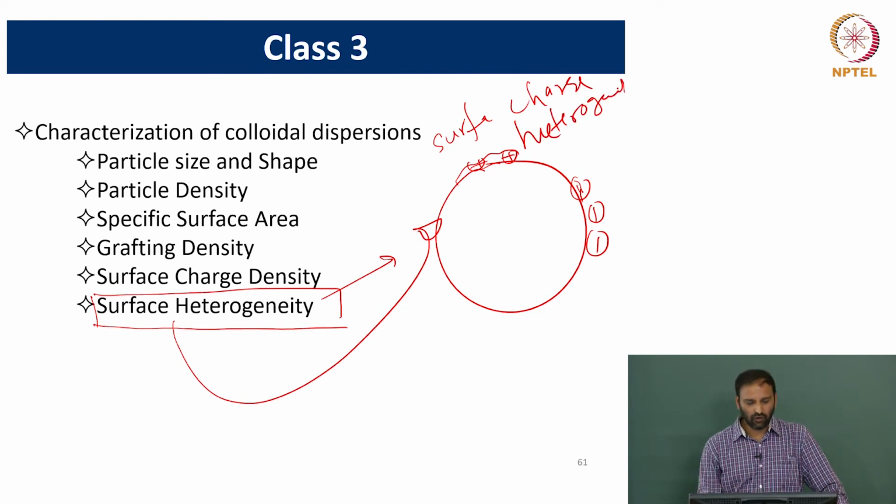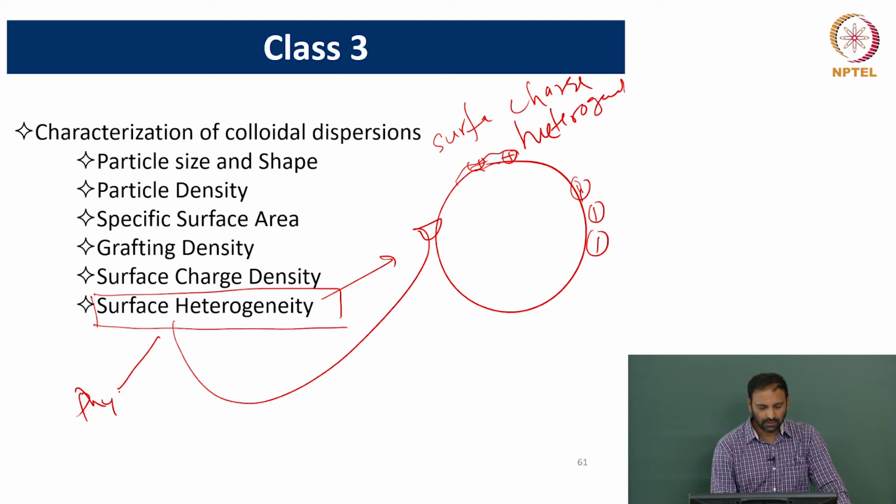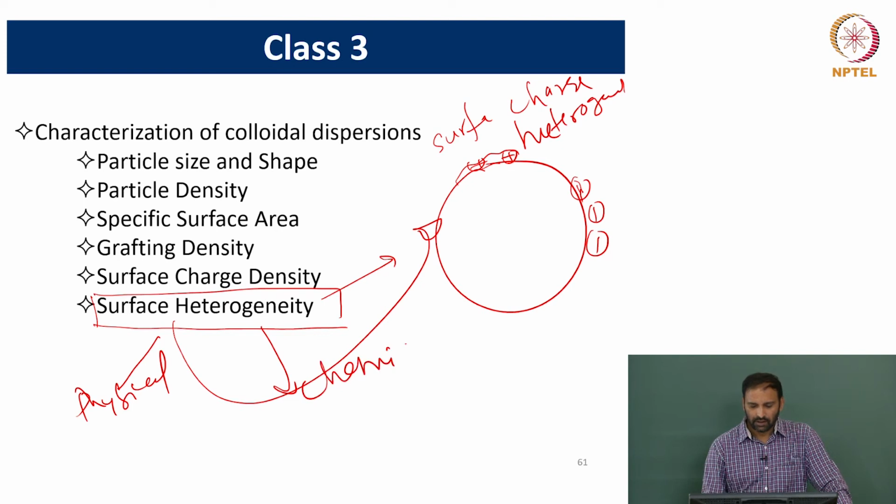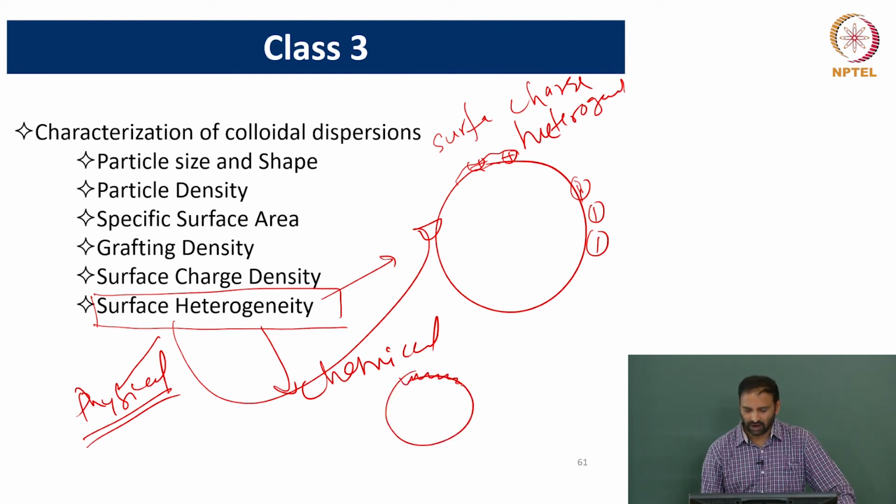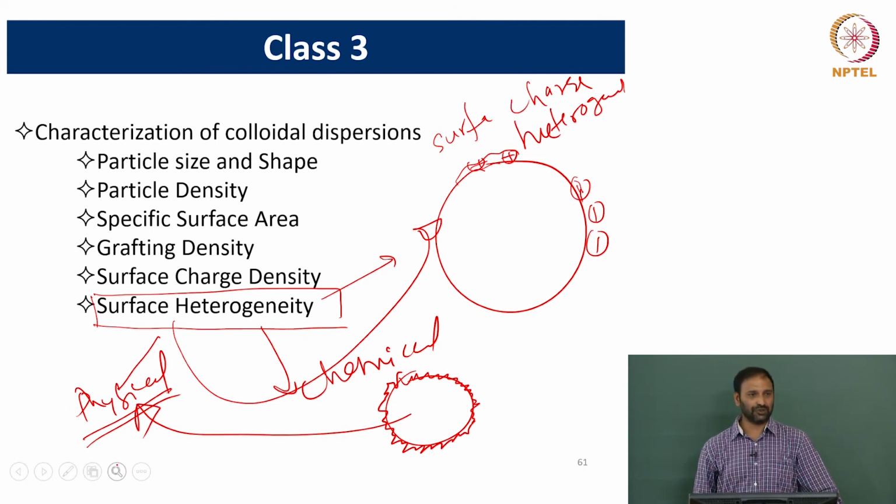Therefore, surface heterogeneity can be of two types. One is physical surface heterogeneity, or it could be chemical surface heterogeneity. The physical surface heterogeneity refers to cases where I may not have a perfectly smooth surface. I could have a particle where things are rough, not atomically smooth. It has some undulations on the surface, there could be hills and valleys, and that is an example of physical heterogeneity.